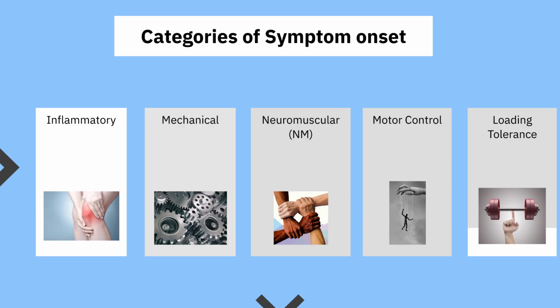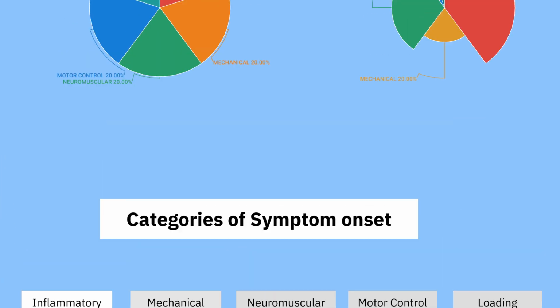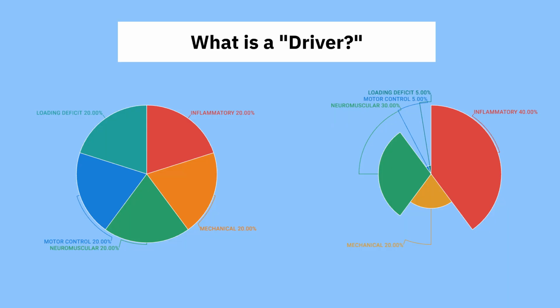So there are different categories of symptom onset. In other videos, we describe all of these categories in more detail, but today we're going to be talking about what an inflammatory driver feels like in our body and how that might present. So it really begs the question of what is a driver, and you might have heard me talk about this in the other videos, but if we take those categories and we put them in a pie chart, rarely do we see the picture on the left where each one is equally contributing to a symptom.